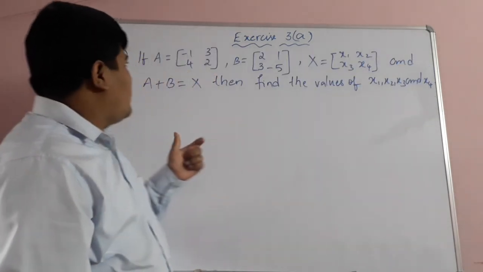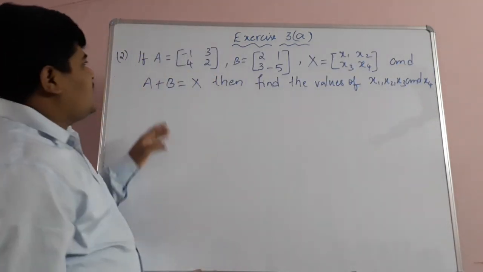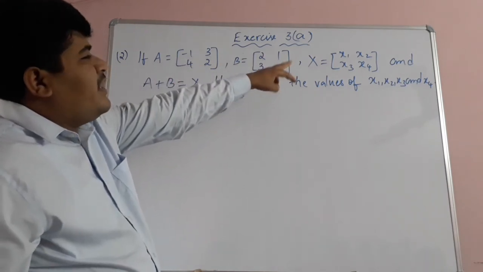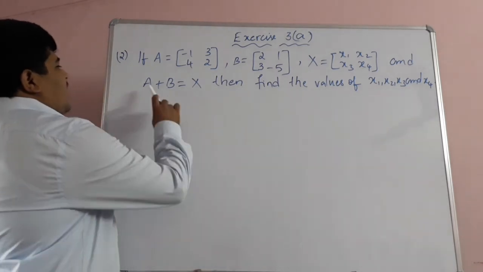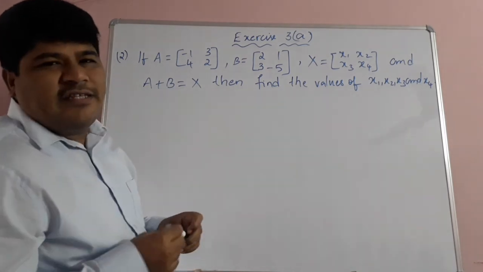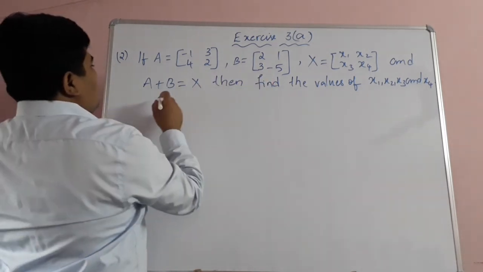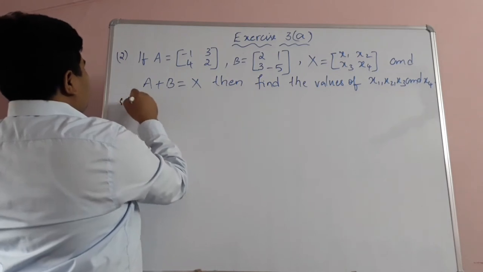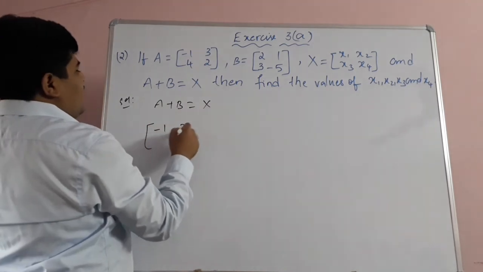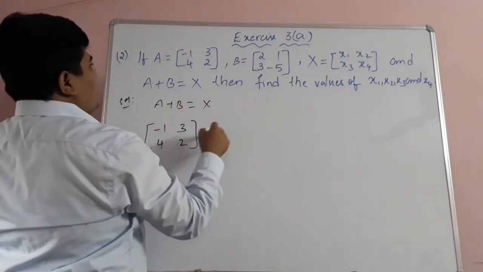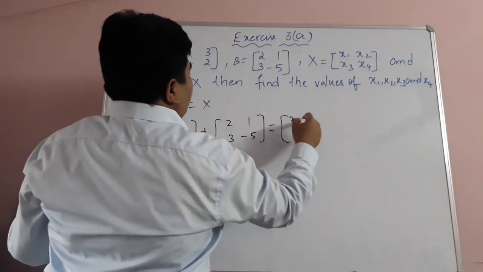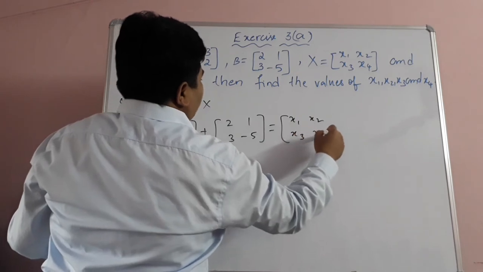Now let's see problem number 2. If A is equal to minus 1, 3, 4, 2, B is equal to 2, 1, 3, minus 5, and X is equal to X1, X2, X3, X4, and A plus B is equal to X, then find the values of X1, X2, X3, and X4. Okay, children, see here. They gave in the question A plus B is equal to X. So A is minus 1, 3, 4, 2, plus B, which is 2, 1, 3, minus 5, and that is equal to X1, X2, X3, X4.